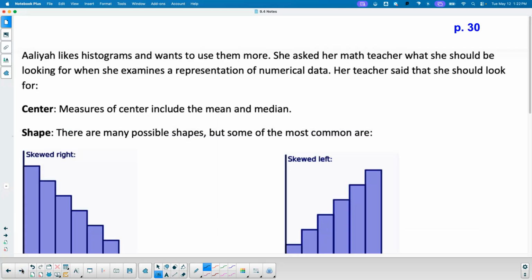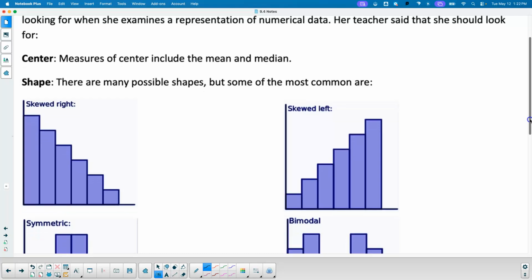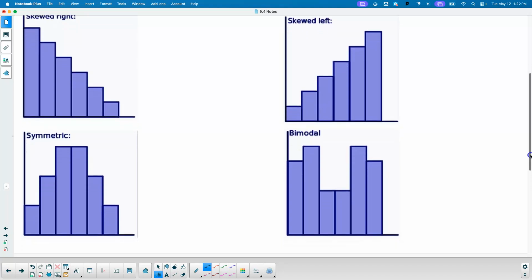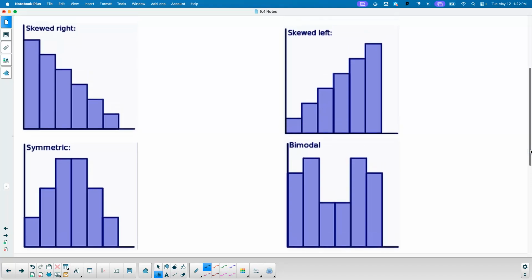For some reason, she likes those histograms and wants to use them more. So she should look for center. Measures of center are the mean and the median. Then shape. There are different shapes of data. Skewed right means all your data is on the left. Skewed left means the majority of your data is on the right.